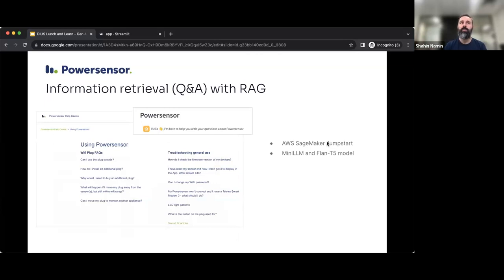Similarly, we have another implementation for PowerSensor. PowerSensor is one of the DSS startups, and they provide an IoT device to help homeowners manage their electricity better. And they have a relatively small support team, and they want to minimize the support calls. So they came up with this chatbot using RAG, if you like, that is implemented on Amazon SageMaker and Jumpstart, and it is using FLAN T5 model and mini LLM for converting text to embedding. So I quickly show a demo of that.